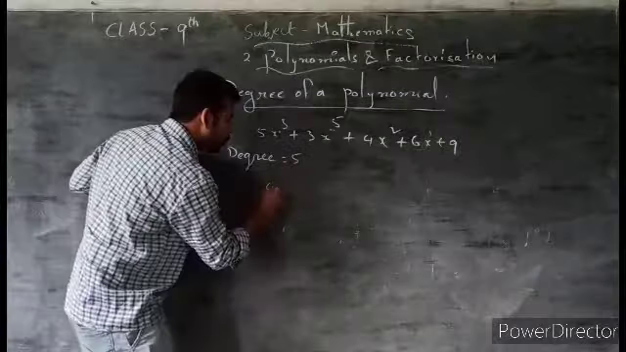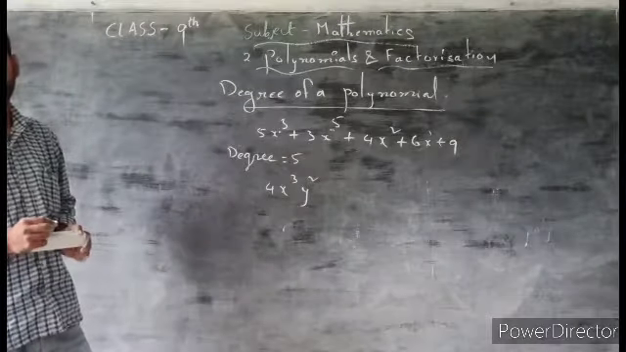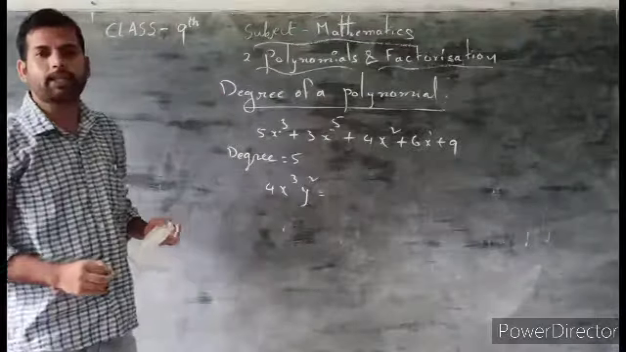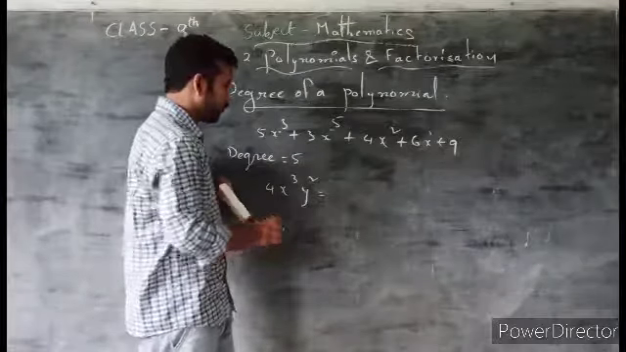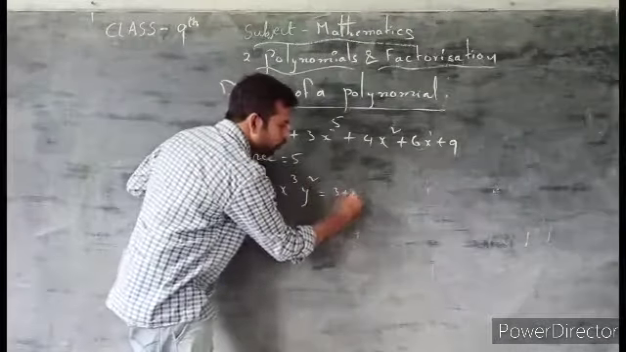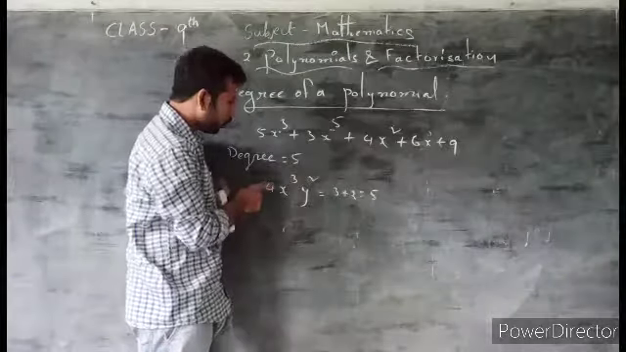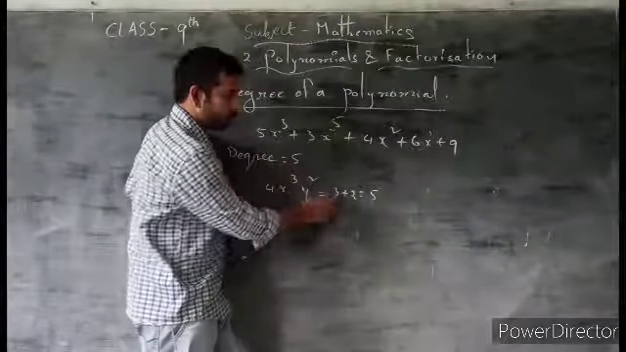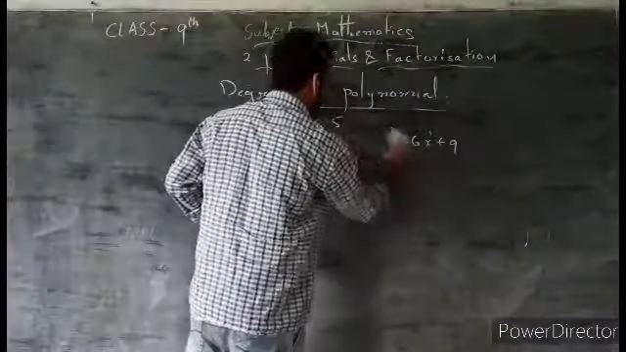And the monomial 4x cube y square. The degree of a monomial is the sum of the exponent values. The exponents are 3 and 2, so 3 plus 2 equals 5. So the degree of the monomial 4x cube y square is 5.